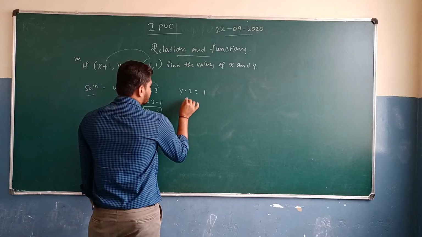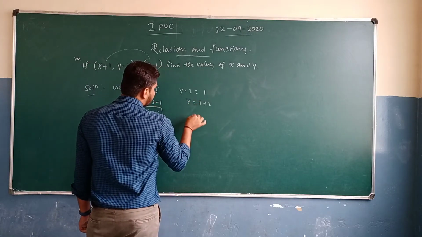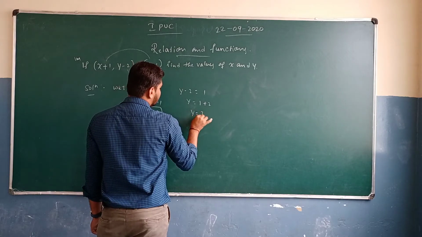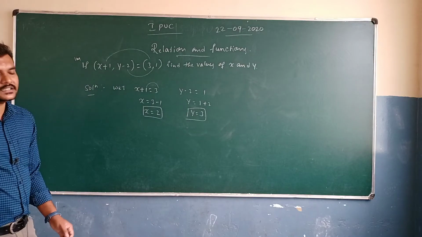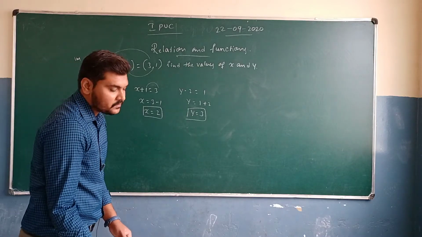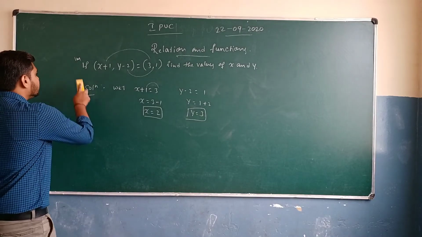So what about y? y minus 2 is equal to 1 means 1 plus 2 is the y. So what is the value of y? y is going to be 3. The required values of x and y are 2 and 3. So the next problem. This concept we will note down.